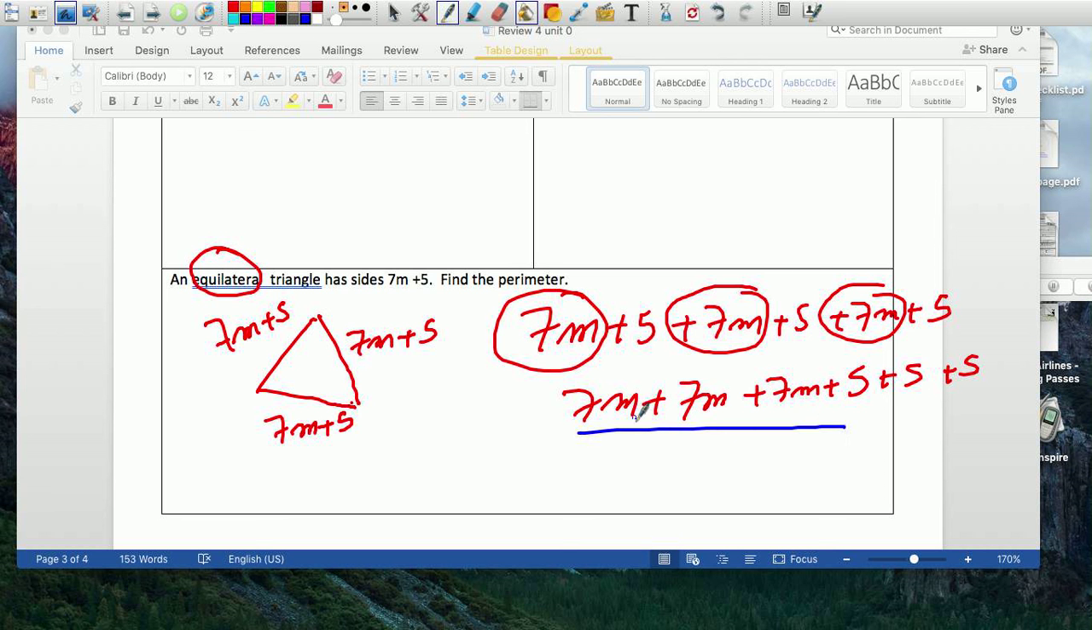Add these three. 7 plus 7 plus 7 is 21m. 5 plus 5 plus 5 is 15. So final answer, 21m plus 15.